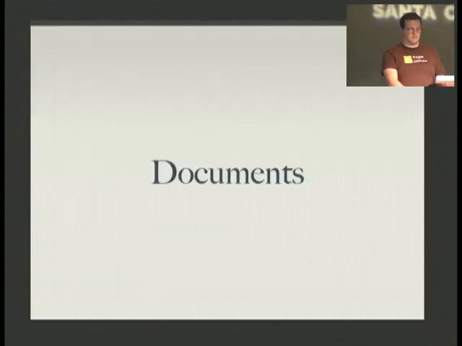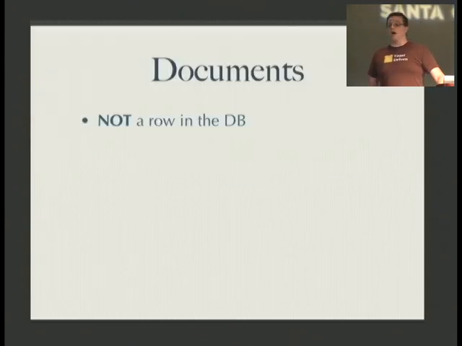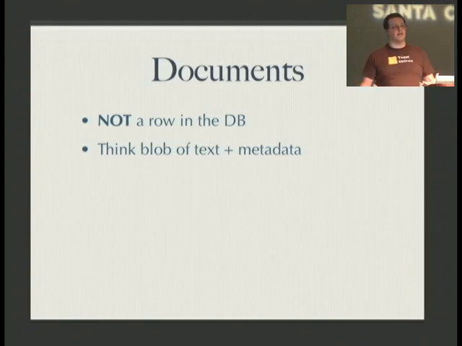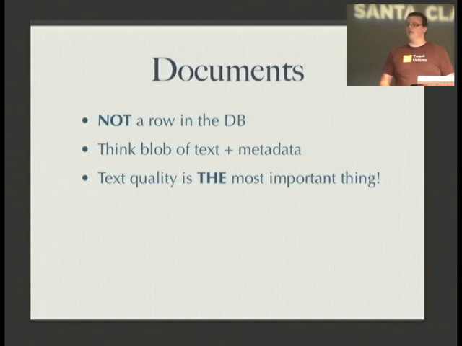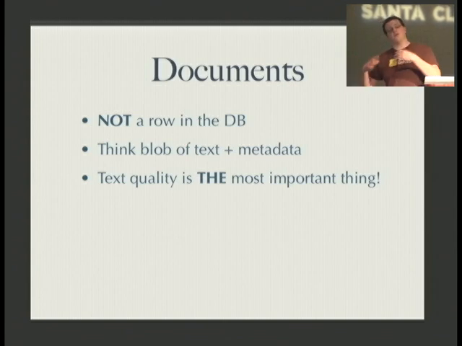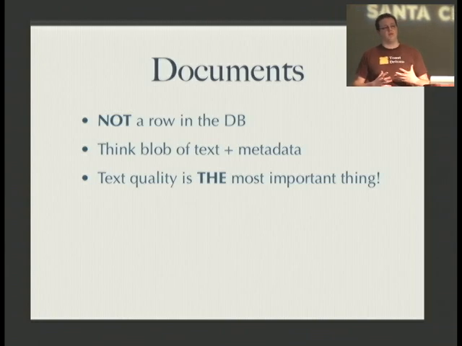So let's start with documents. Documents are the simplest thing we will talk about all day. They are not, ever, not. They're not a row in the DB. Really, no, really. You really want to be thinking, like I've said, a blob of text and some metadata that goes with it. Like I've said, quality is the most important thing. What your users search on is what you index is what your users will be able to search on. If you put a bunch of junk in, they're going to get garbage results out.